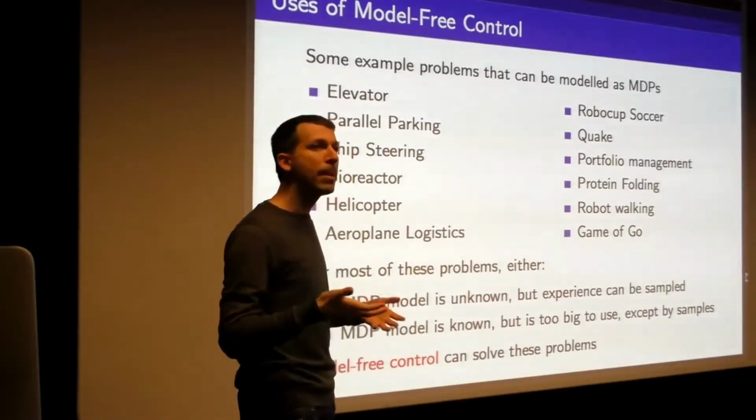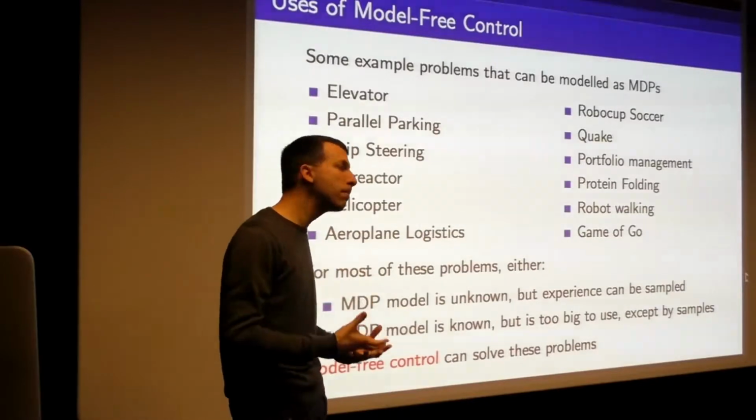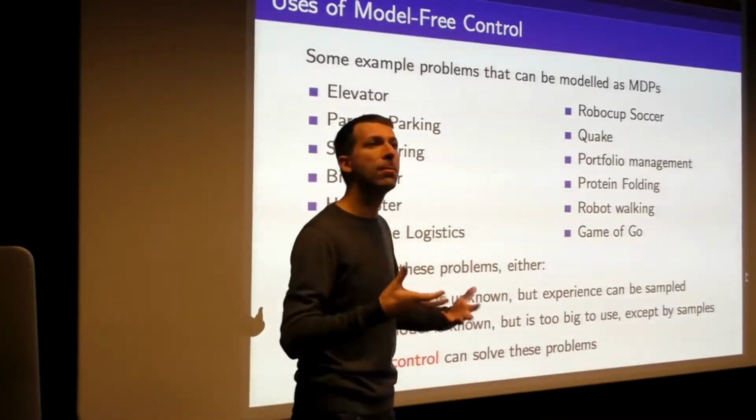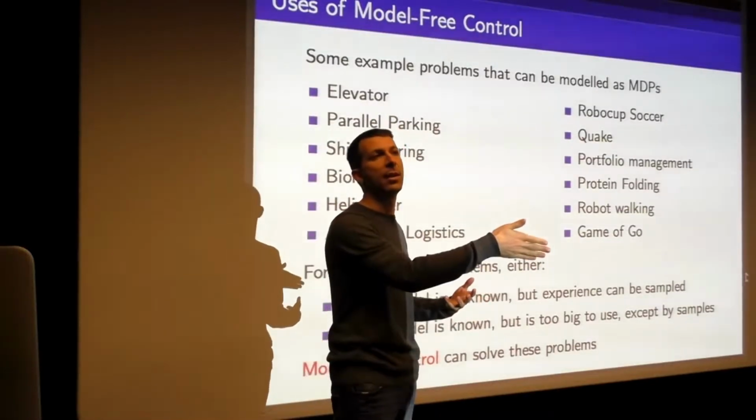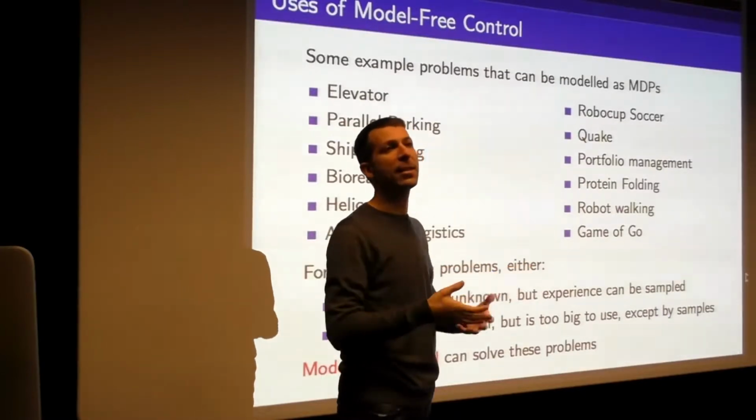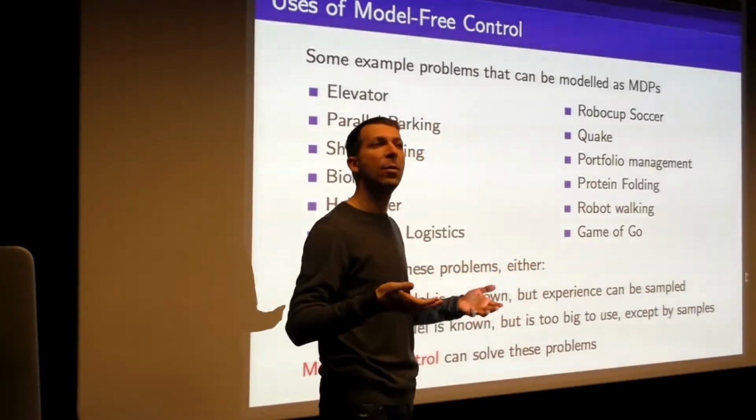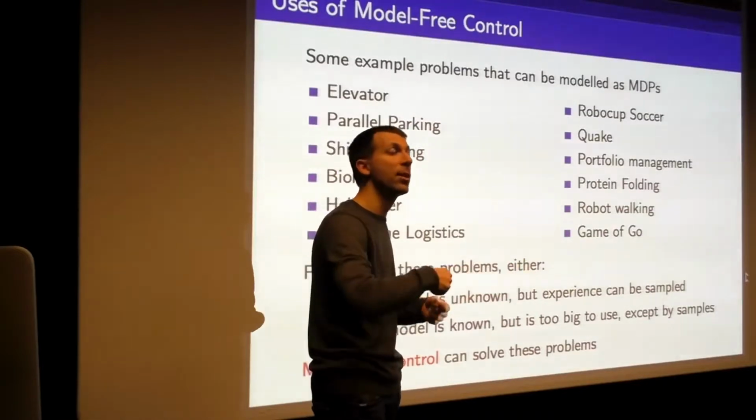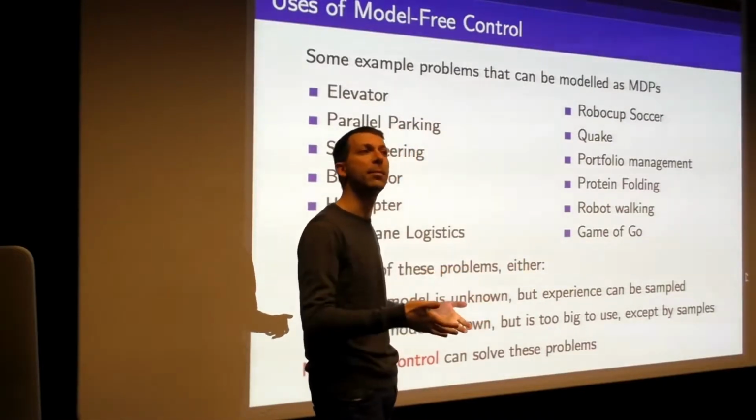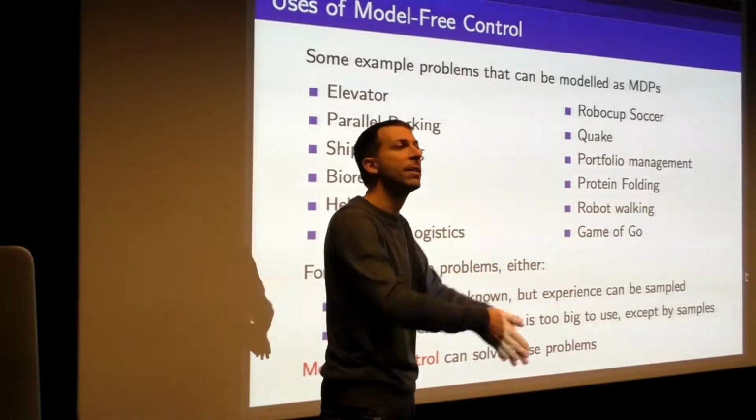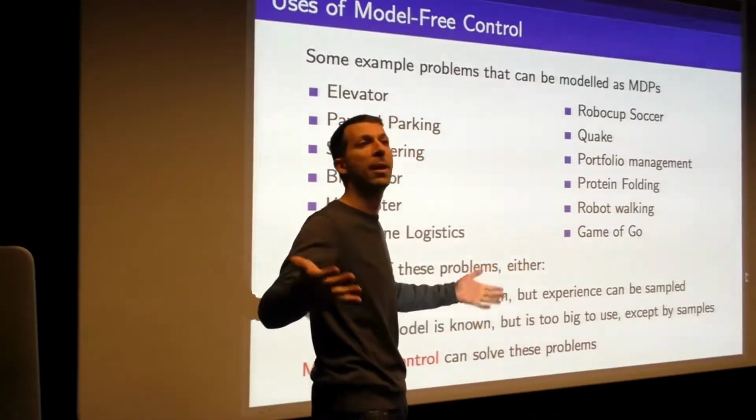Or the MDP might be known, but it just might be so complicated that it's actually too big to use except to sample it. And if you can only sample it, you're essentially back to the same case as model-free control, where the only way you can access this model is by just trying things, trial and error, and see what happens, because you can never do even one step of integrating over some vastly complicated model. It might be too expensive.